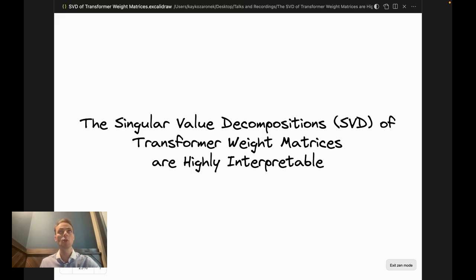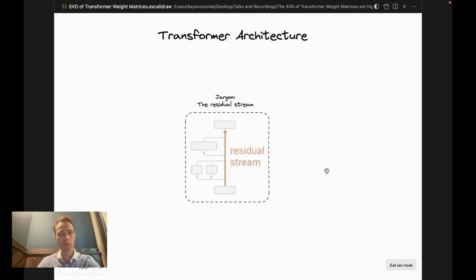So the plan is we're basically gonna talk about all of the concepts that are inherent in this title. So what is SVD? Which transformer weight matrices? And what do we mean by highly interpretable? Okay, cool, let's begin. So when I think about a transformer, I think about this picture.